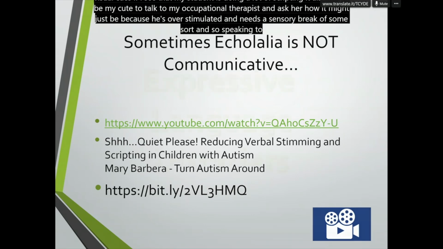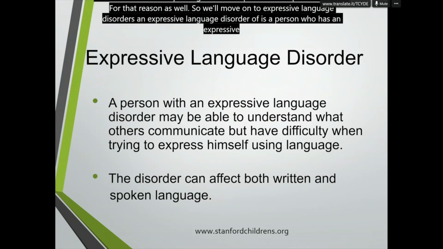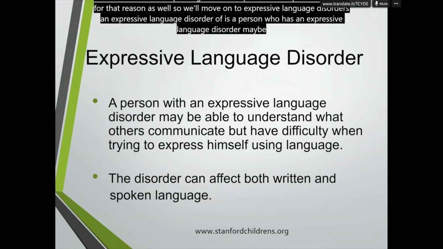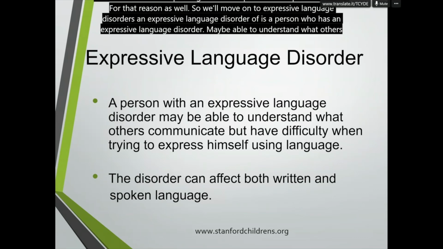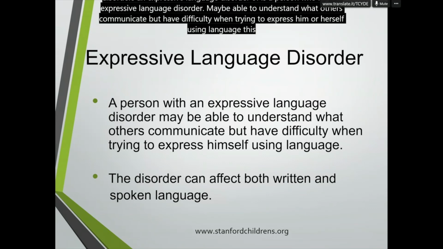A person who has an expressive language disorder may be able to understand what others communicate, but have difficulty when trying to express him or herself using language. This disorder can also affect written language.